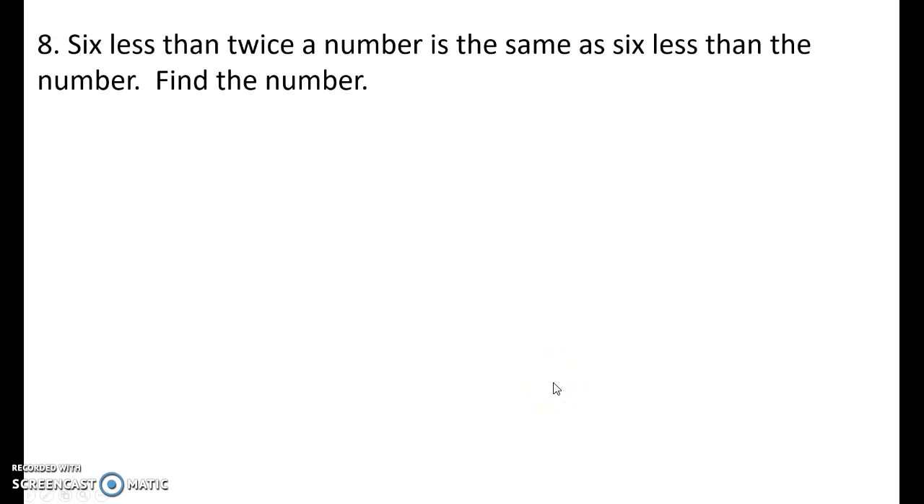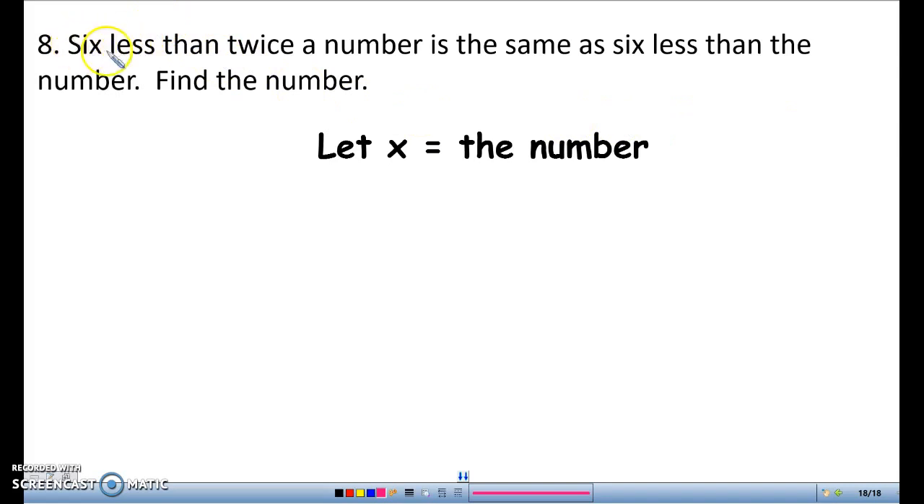Number 8 says, 6 less than twice a number is the same as 6 less than the number. Find the number. Okay, what is it that we don't know? Yeah, it's the number. So I want to define a variable. You can pick N or X or whatever. I said let X equal the number. Now we're going to go back through and read the sentence again. It says 6 less than twice a number. Well, twice a number is 2 times X. 6 less than twice the number. Is that 6 minus 2X? Or is that 2X minus 6?